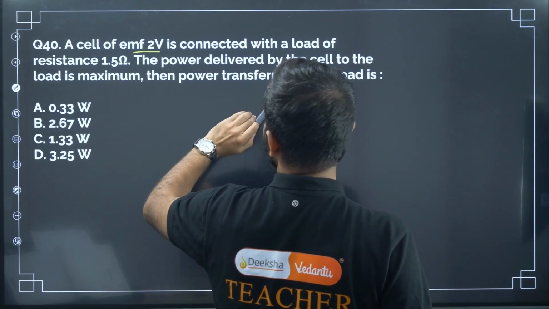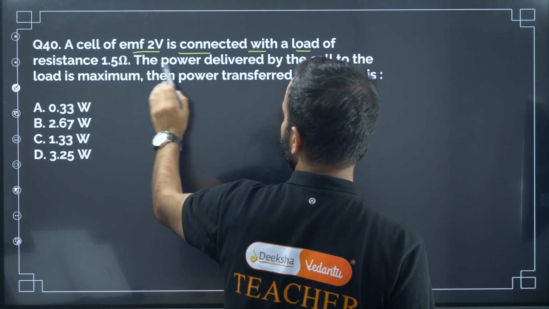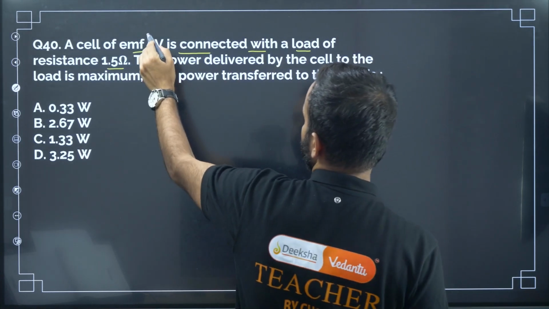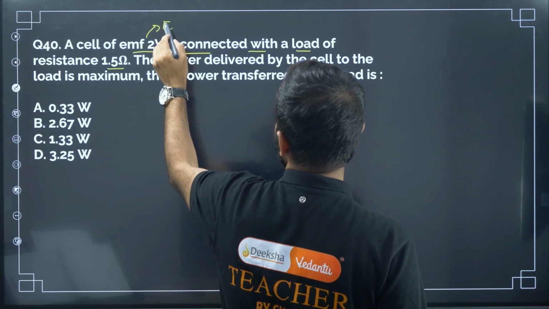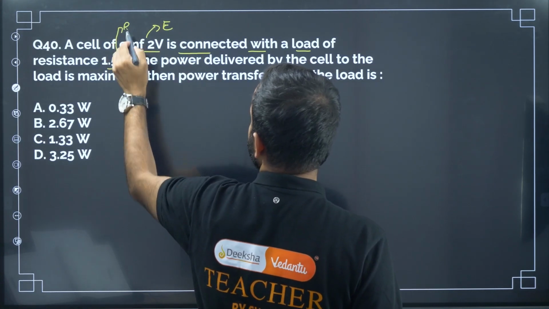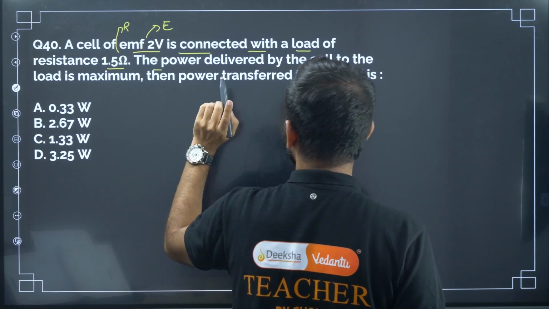A cell of EMF 2 volt is connected with a load of resistance 1.5 ohm. Okay, so the EMF of the cell E is equal to 2 volt and the load resistance R is equal to 1.5 ohm.